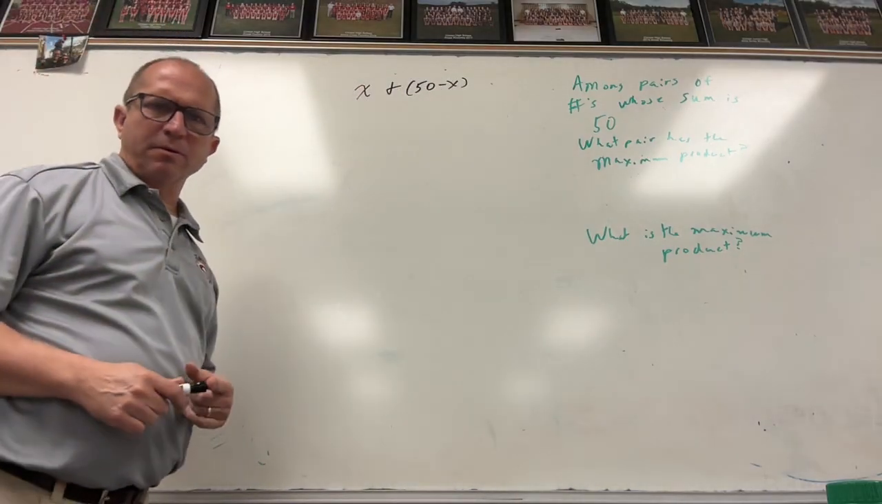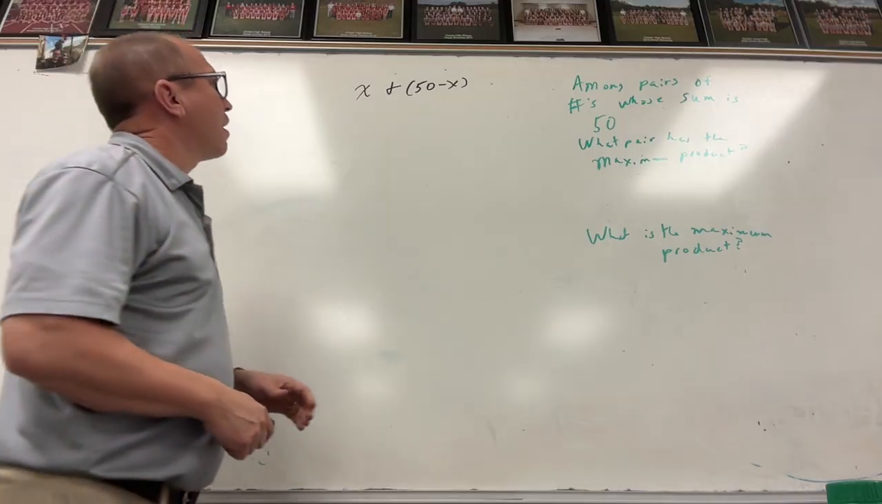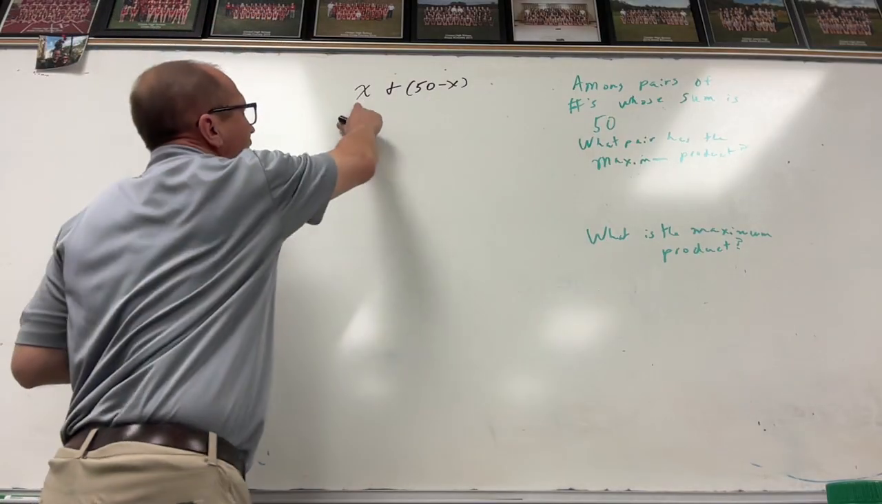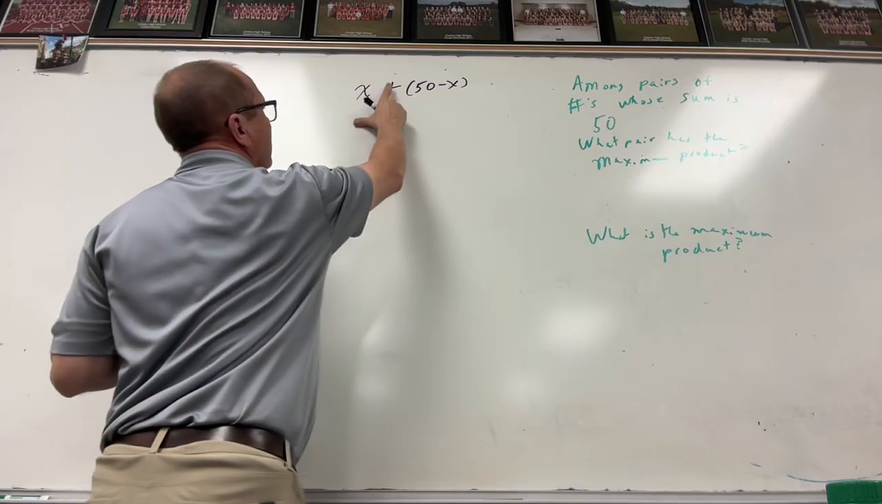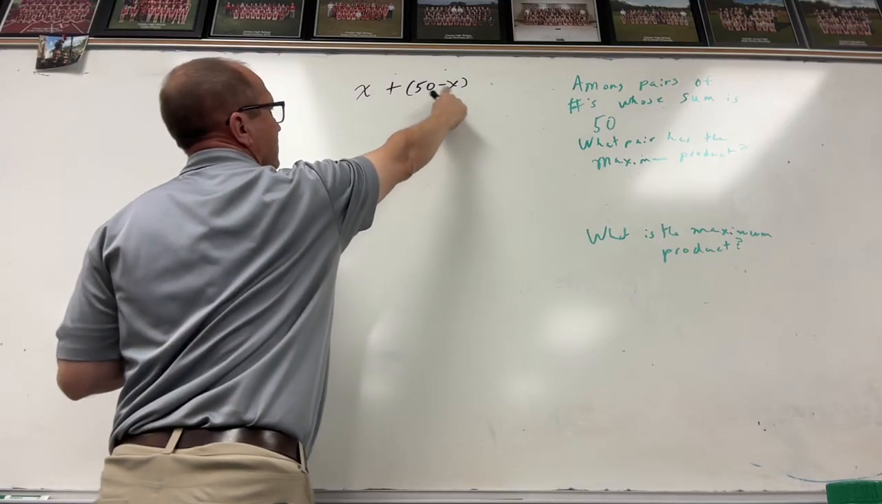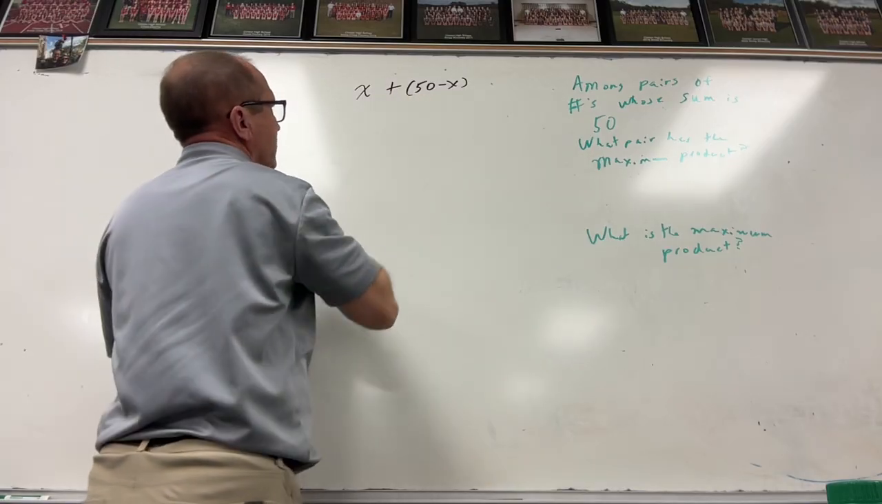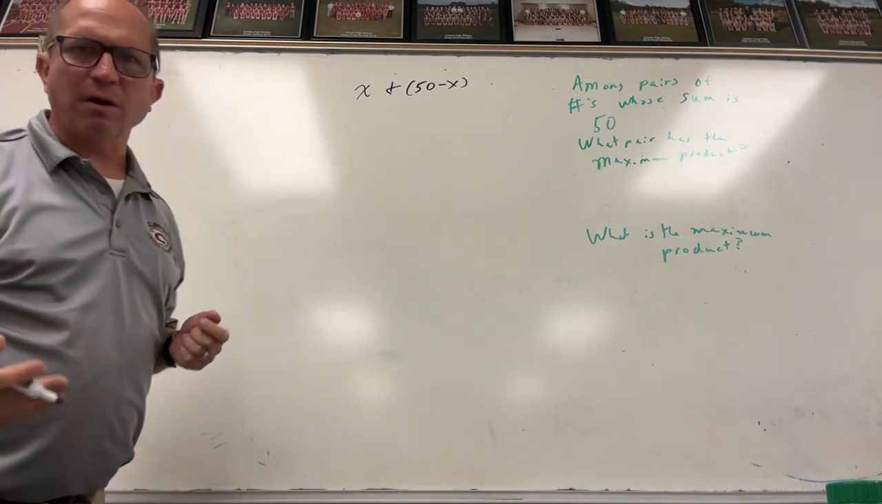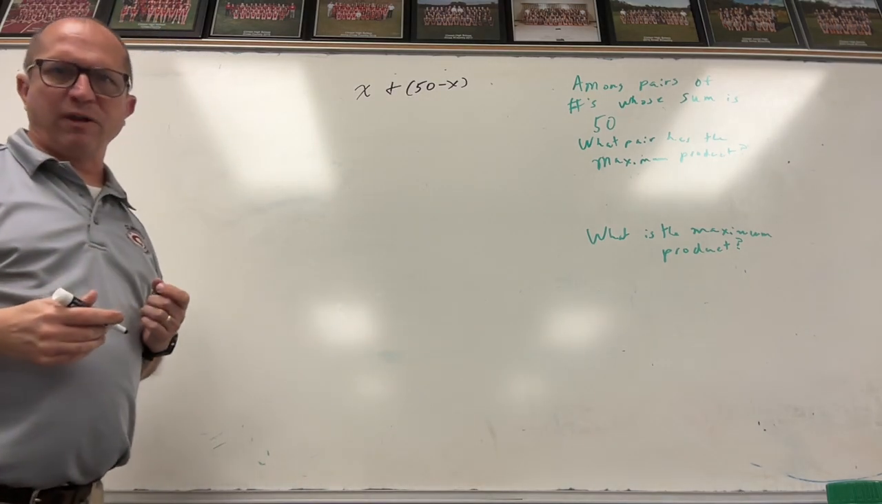Now, our two numbers that have a sum of 50 are x and 50 minus x, because if you take x and add it to 50 minus x, the x's cancel out, you're just left with 50. So x plus 50 minus x is 50. So those are my two numbers that are going to add up to give me 50.